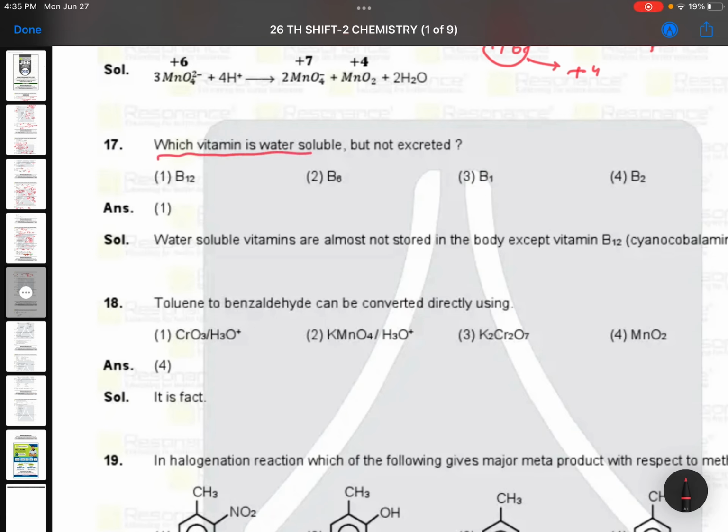Which vitamin is water soluble but not excreted? Completely NCERT question. Okay, now NCERT statement you can say: water soluble vitamins are almost not stored in the body except vitamin B12.